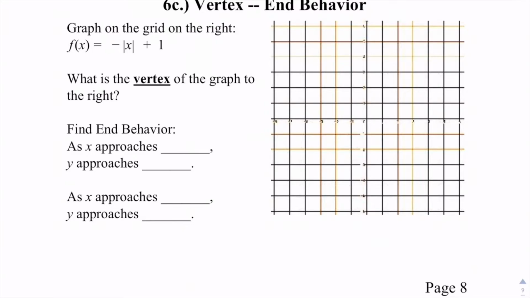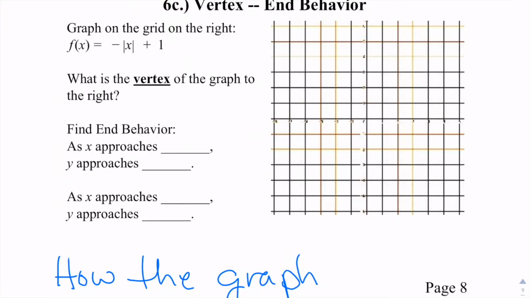End behavior, remember, is how the graph behaves at the ends. We should recall that from Unit 1. All right, so let's graph this absolute value function.